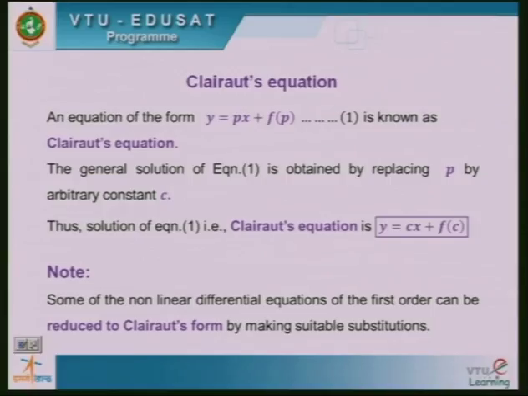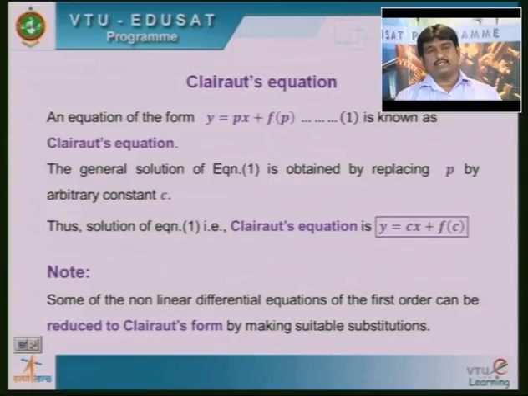An equation of the form y equals px plus f of p, where p stands for the derivative of y with respect to x, dy by dx, is known as Clairaut's equation, and its general solution is obtained by replacing p by c, that is, y equals cx plus f of c. So it's simple. You just have to identify whether it is in the form of y equals px plus f of p or not. If it is in that form, it is known as Clairaut's equation, and its general solution is obtained by just replacing p by c, that is, y equals cx plus f of c.